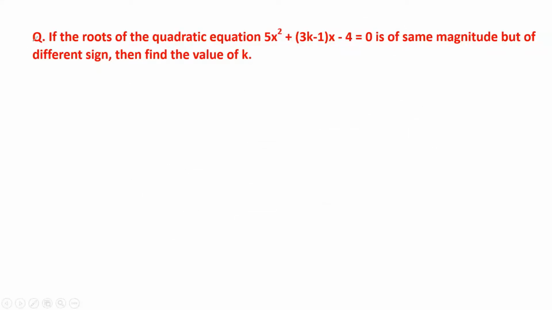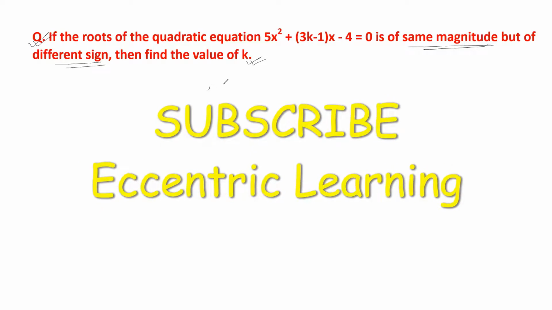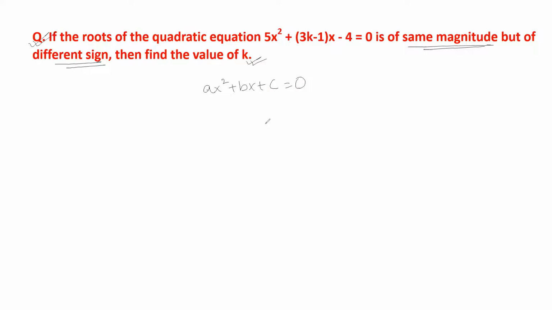Now let us see this question. If the roots of the quadratic equation 5x squared plus (3k minus 1) into x minus 4 equal to 0 are of the same magnitude but of different sign, then find the value of k. We know that for a standard quadratic equation, that is ax squared plus bx plus c equals 0, if the roots are of the same magnitude but of different sign, in that case the sum of the roots would be 0, which indicates that the coefficient of x, that is b, is equal to 0.